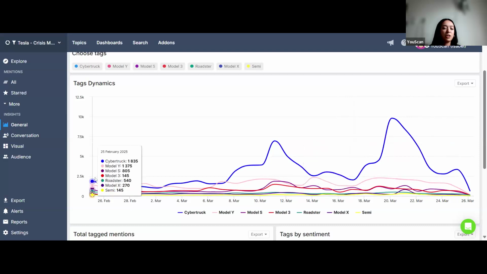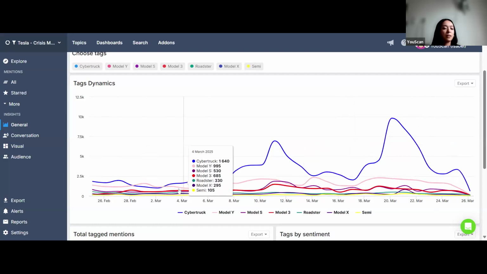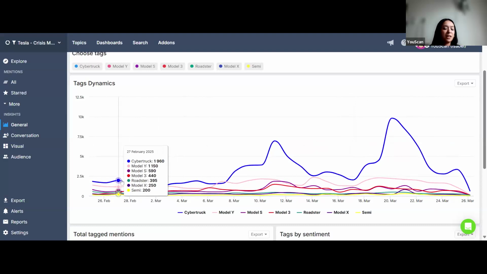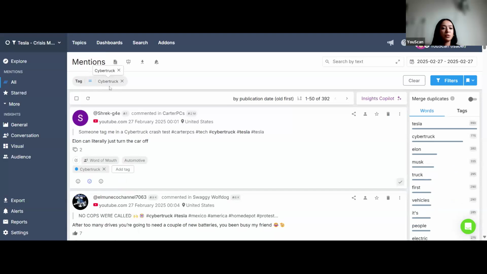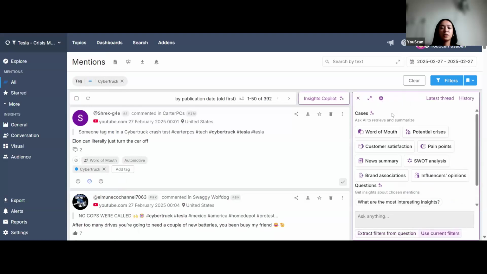And here you see that the mentions seem to be a little bit stable. But there is this strange peak here that brought us almost 2,000 mentions about Cybertruck. So how can we analyze this data? We can click on this peak. The platform is going to filter only mentions related to Cybertruck and this specific peak and this specific day. And we can use Insights Copilot to understand what the potential crises are for this day for Cybertruck.